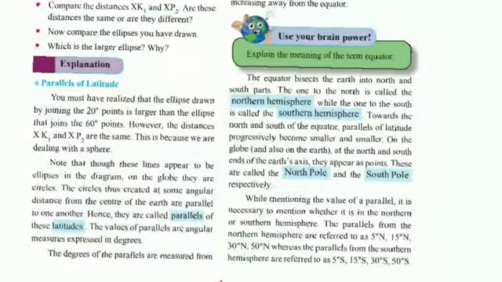The circles thus created at some angular distance from the center of the earth are parallel to one another. These are called parallels of latitude. The values of parallels are angular measures expressed in degrees. Degrees of parallel are measured from the equator, which bisects the earth into north and south parts.